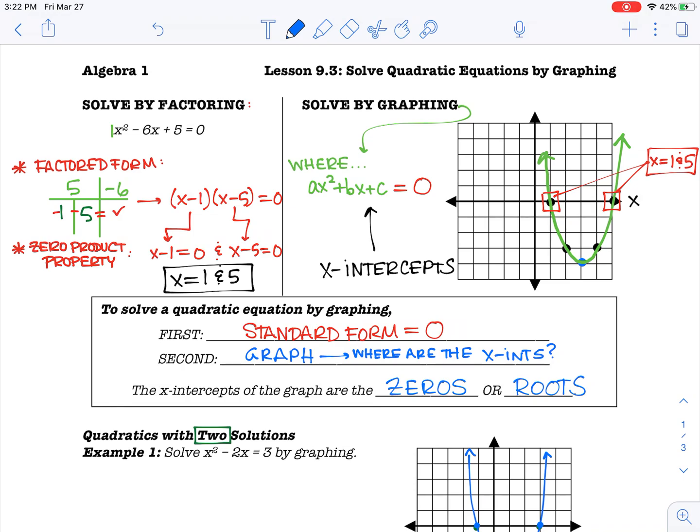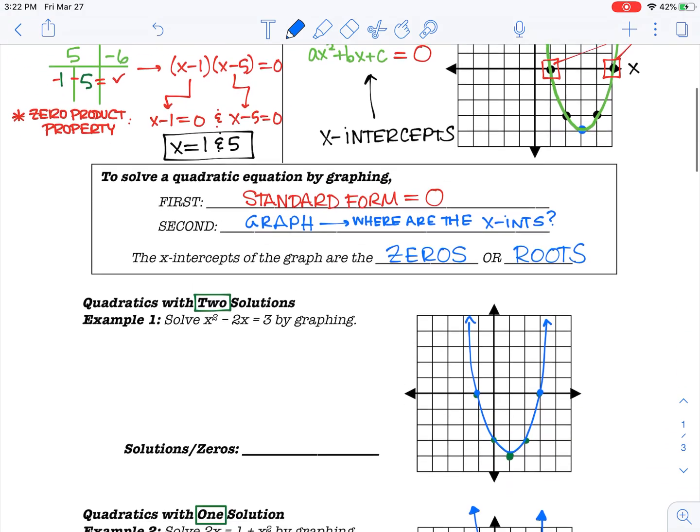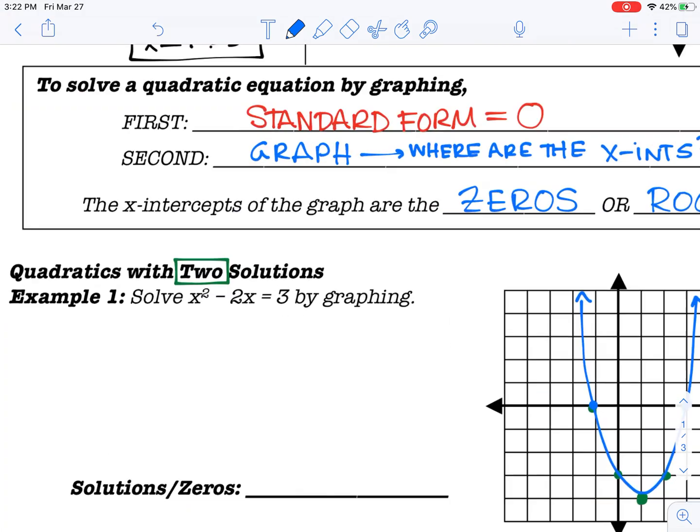Now, since we are solving a quadratic, which means degree 2, that means the most times that the parabola would cross the x-axis is twice. So we're going to kind of look at a different situation for each number of possible solutions. So first, let's tackle a graph that crosses twice.